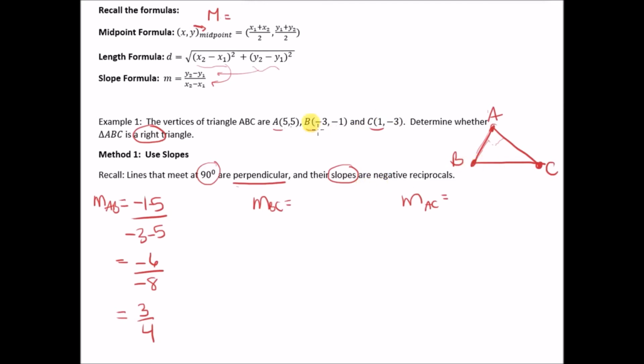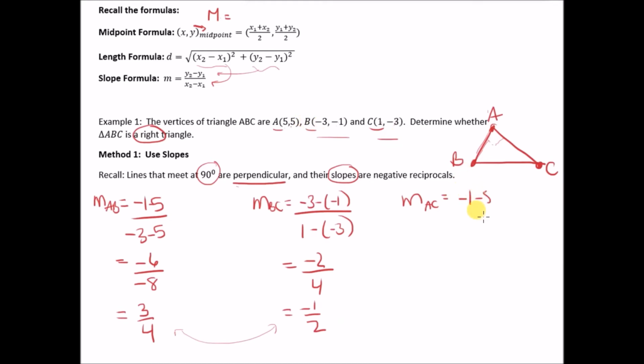Slope of BC. So we have B and C, -3 minus -1. Don't forget the brackets with the double negatives, and 1 minus -3. I get, so -3 plus 1 is -2, and 1 plus 3 is 4. So I get -1/2. So far, these are not perpendicular. They are not negative reciprocals of one another.